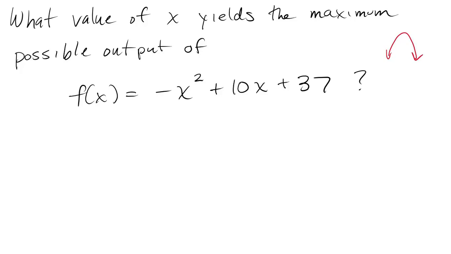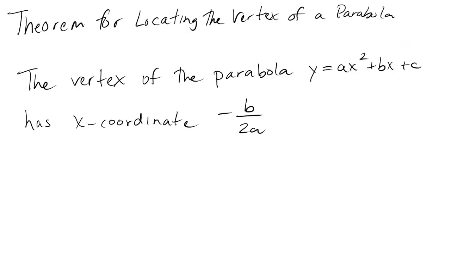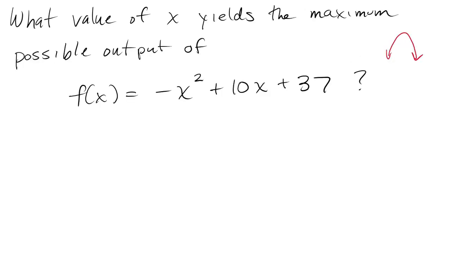The question doesn't ask for the maximum output, though. It asks for the value of x that yields the maximum output. Well, the value of x that yields the maximum output would be the x-coordinate of the vertex. If only we had a theorem for finding the... Oh yeah, we already learned that. The vertex of a parabola has x-coordinate opposite of b over 2a. So I can just follow that theorem.